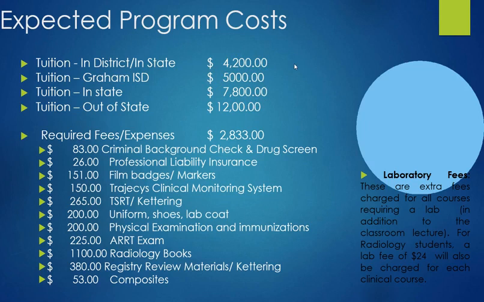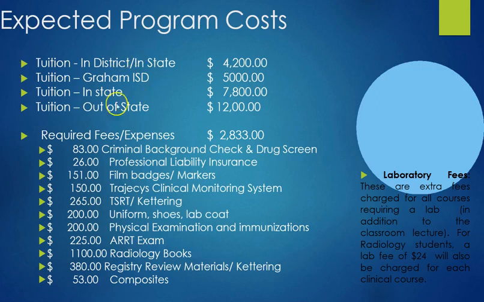So if you were in district for 5 semesters, fall, spring, summer, fall, spring, it is $4,200. That's pretty good for tuition. I do feel like NCTC is very affordable.